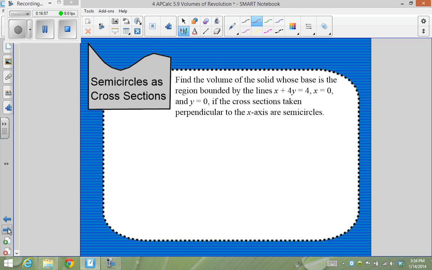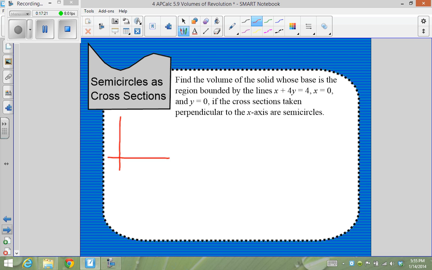We want to find the volume of the solid whose base is the region bounded by the lines x equals 4y plus 4 and x equals 0 and y equals 0 if the cross sections taken perpendicular to the x-axis are semicircles. Again, these are really hard to visualize. Always draw your base. Do not try to draw the semicircles. They're coming out of the board towards you.